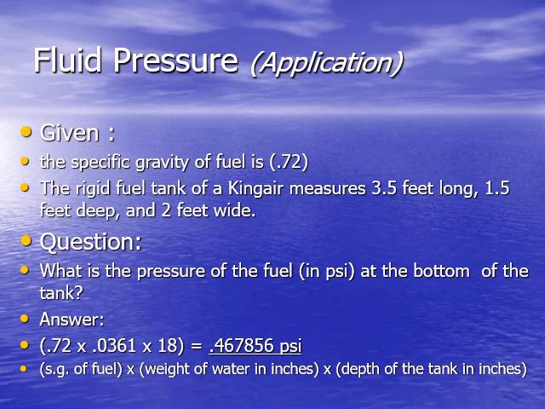For example, given a tank with a depth of 18 inches and a specific gravity of 0.72, the pressure at the bottom is 0.468 psi. These calculations are routine in fuel system design and troubleshooting.